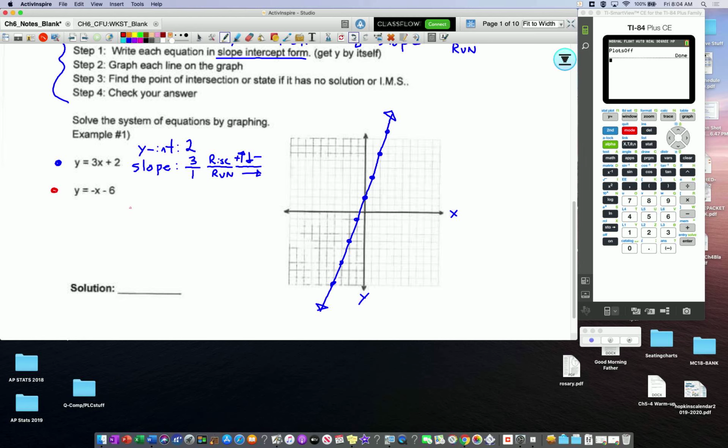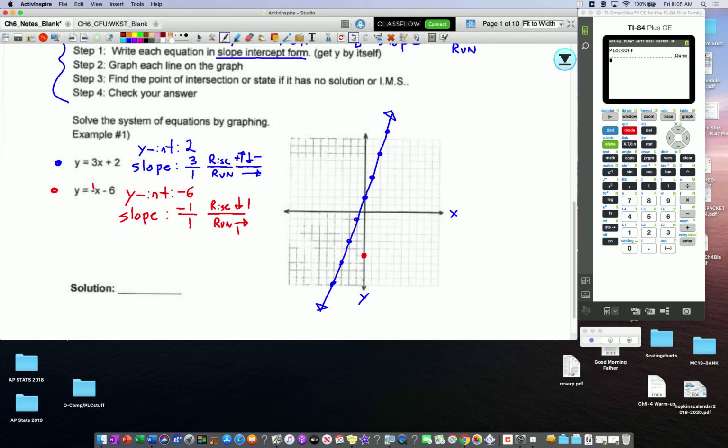On this one, my y-intercept, if I look at this one, is -6. So that means on the y-axis, I start at 1, 2, 3, 4, 5, 6, -6. Now my slope here says -x. That's like saying -1. So I can always put a 1 in front. -1, I now can put it over 1. So this means I rise, meaning I'm going to go down 1 unit, while I run 1 unit that direction.